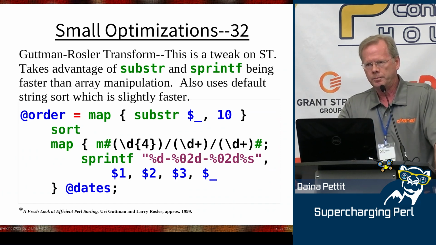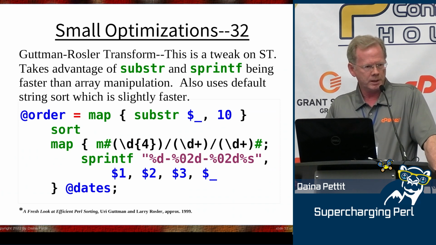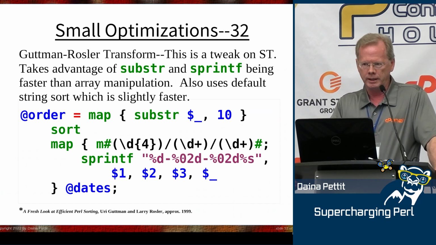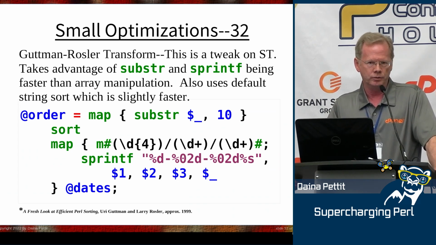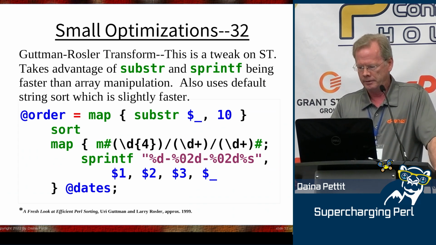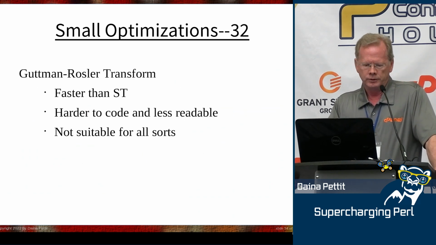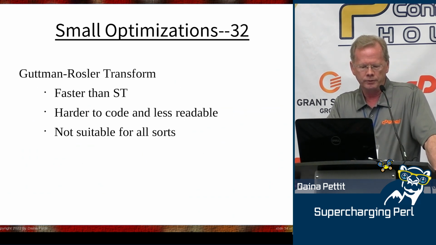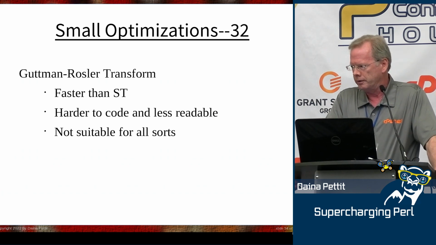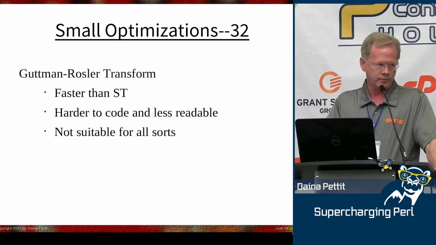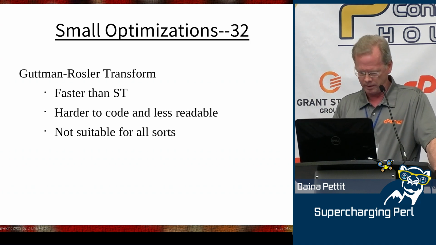The reason why these particular optimizations can make a difference is because if the way that you calculate the sort order is expensive, you want to be able to cache that and reuse that and only calculate that for each value in the array once, not have to calculate it each time you're doing a comparison. So the Guttman-Rosler transform is faster than the Schwartzian transform, but it's harder to code. It's less readable, and you can't get it to work for everything, but for some things it will work well.